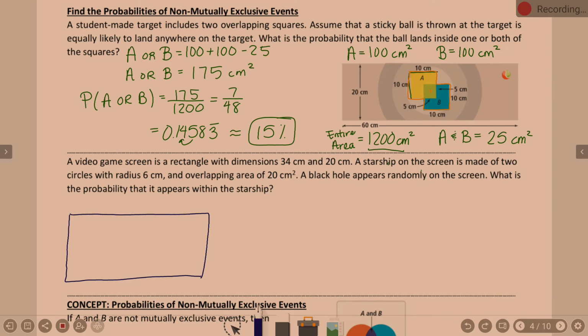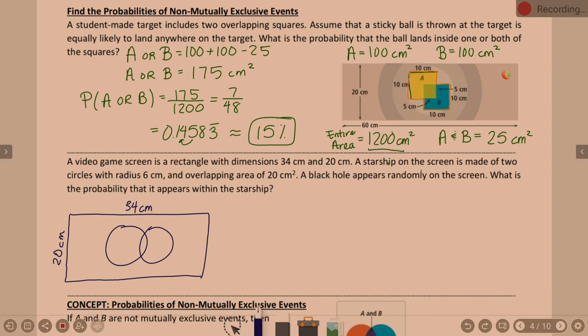There's my video game screen. What do we know about my video game screen? 34 centimeters, 20 centimeters. And what's on this video screen? Our starship, which is made of 2 circles, radius 6, overlapping. So, can you visualize? I have no clue how that forms a starship, but we're going with what it says here. And the circles are the same size, right?